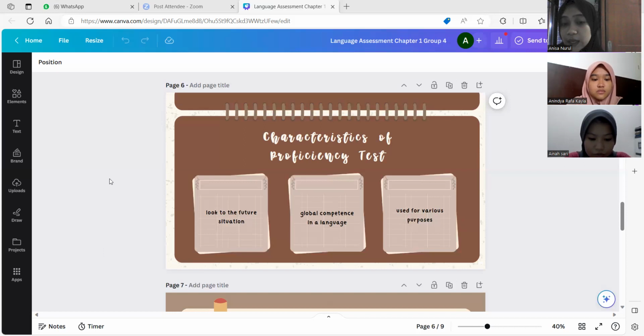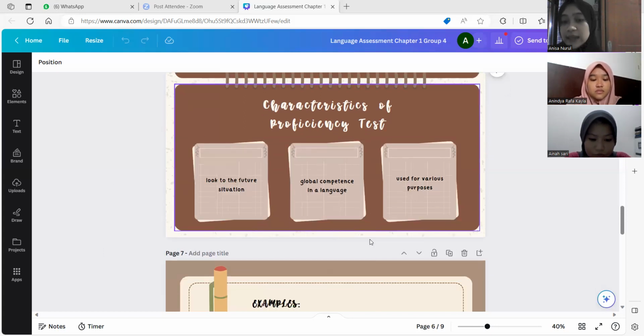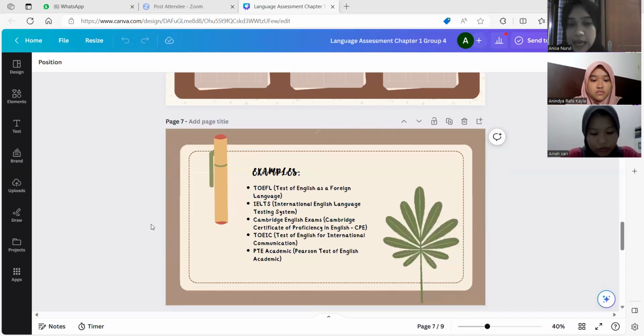For these various purposes, I will explain in the examples. I will give you 5 examples of proficiency tests. The first is TOEFL or Test of English as a Foreign Language. It is very familiar to us because we have seen that there are so many TOEFL tests. This test measures English proficiency for non-native speakers looking to study or work in English-speaking countries. It assesses reading, listening, speaking, and writing skills.